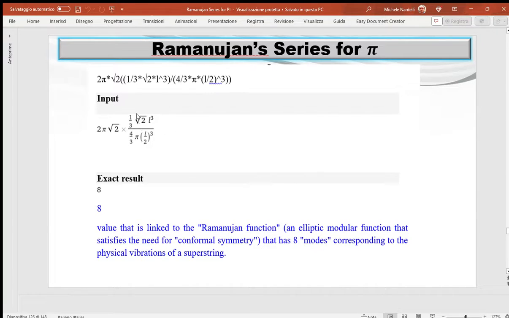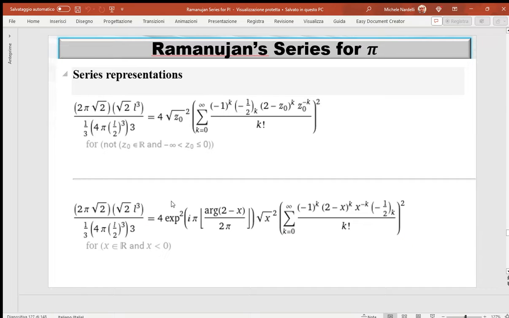Now, from the ratio between the two volumes of the octahedron and the sphere respectively, multiplying by 2 times pi, multiplying by the square root of 2, we have as a result 8, a value that is linked to the Ramanujan function that has 8 modes corresponding to the physical vibration of a superstring. We also obtain the series representation.